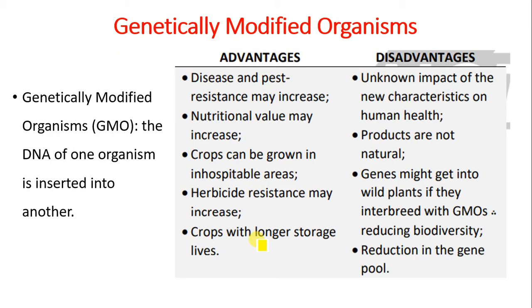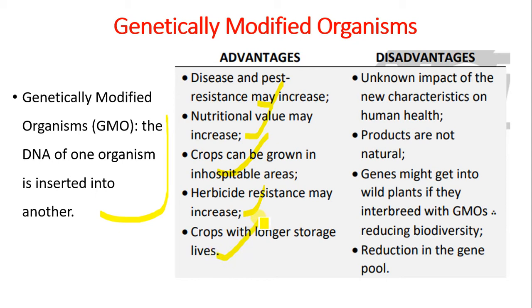their wool. Now, genetically modified organisms. GMO, genetically modified organisms, is when the DNA of an organism is inserted into another DNA, when you alter the genetic makeup of an organism. Now, advantages and disadvantages. So the advantages include disease and pest resistance may increase, nutritional value may increase, crops can be grown in inhospitable areas like deserts, insect resistance may increase, and crops with longer storage lives also.